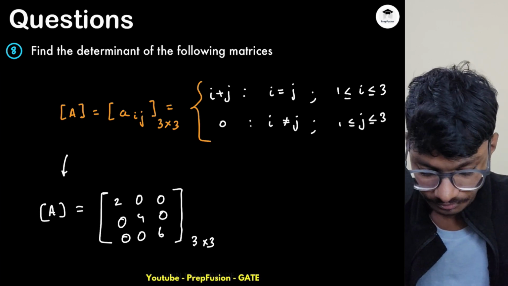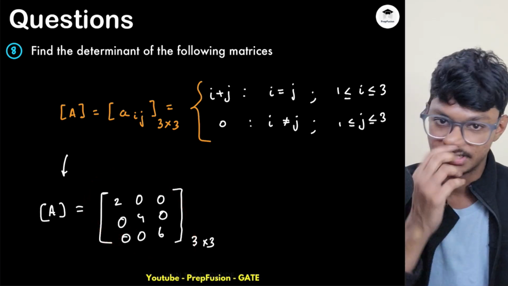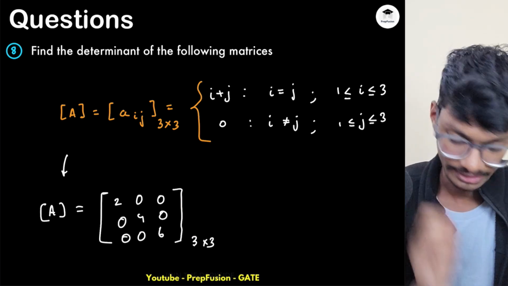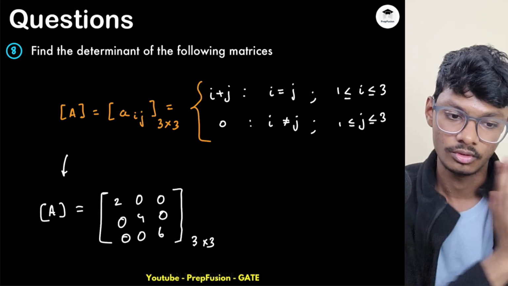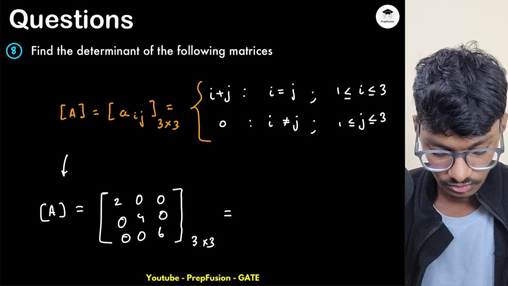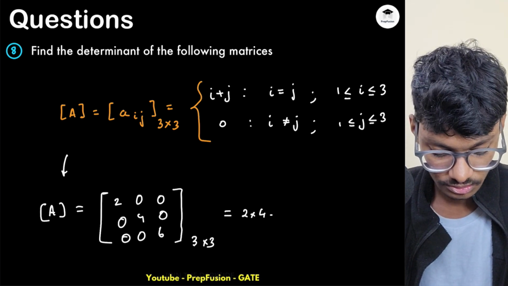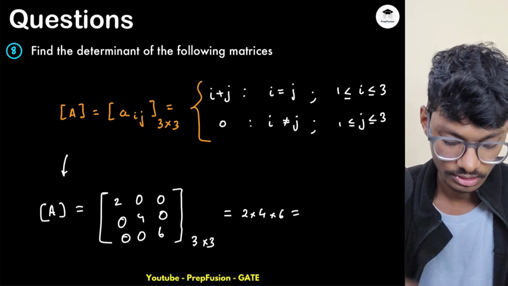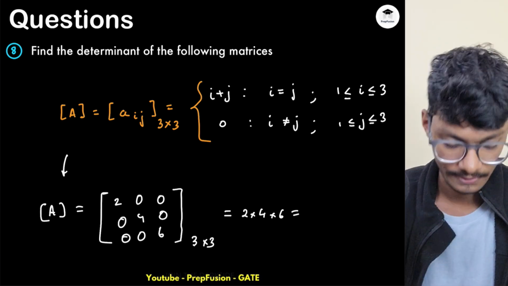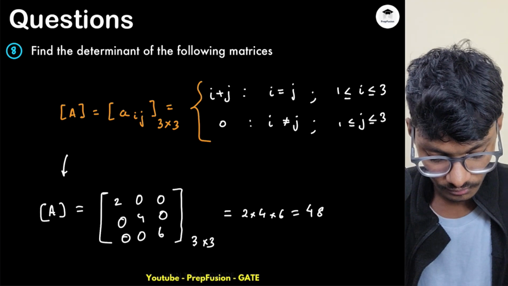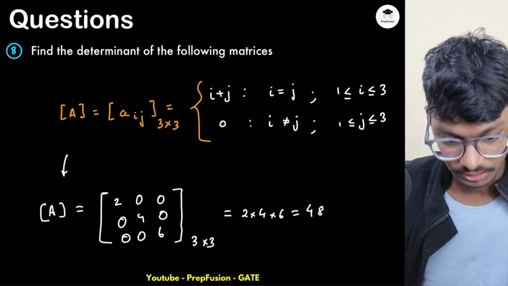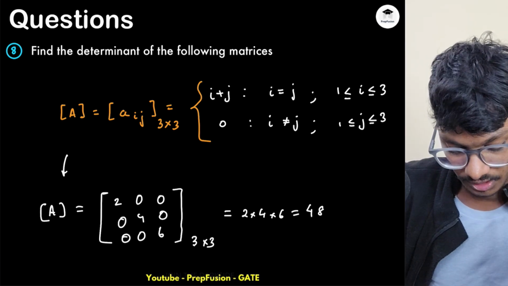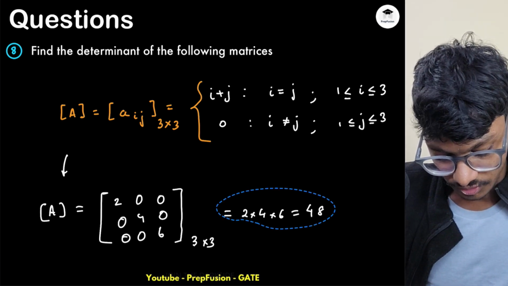So 3 cross 3. Now, what is the determinant? Basically, this is a diagonal matrix, so you can directly do it. It will be the product of the diagonal elements: 2 cross 4 cross 6 equals what? 8 cross 6, which is 48. So this is basically the determinant part. The determinant of A will be 48. So this will be the answer.